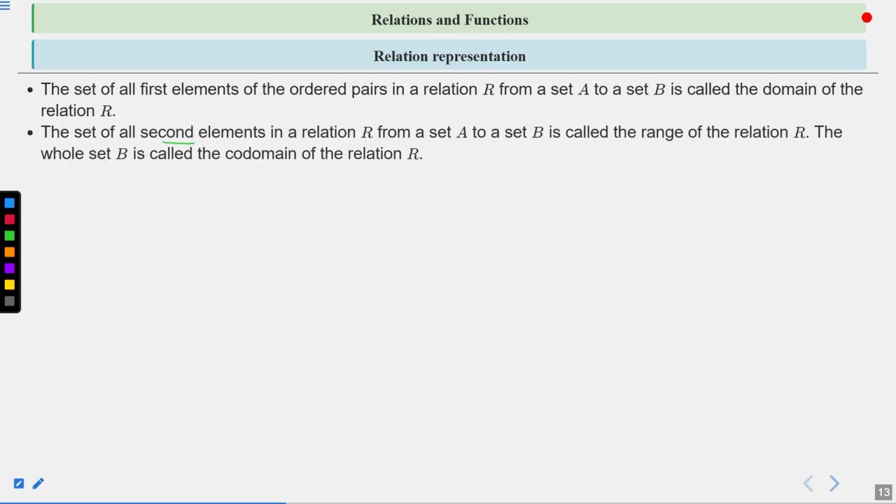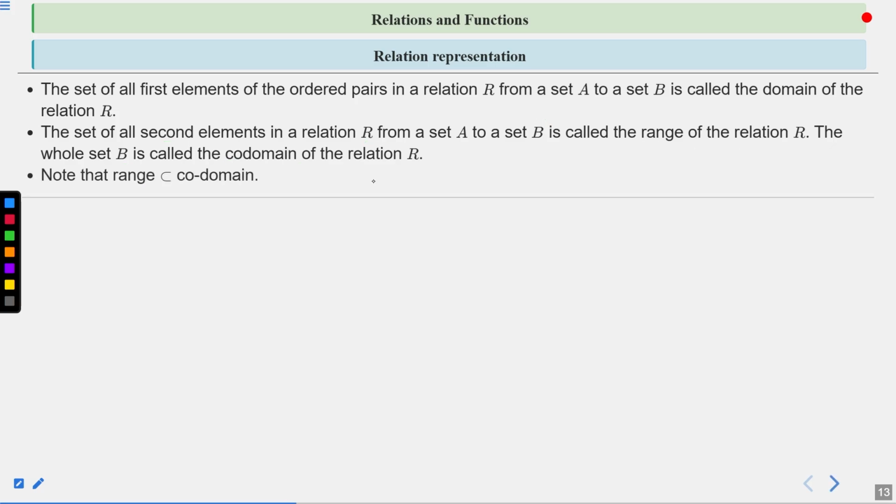The set of second elements of the relation R from A to B is simply the range of the relation. And the whole set B will be the codomain of the relation. Please pay attention to these terminologies. These are very important for this chapter, relations and functions. Especially in functions, we will be talking about domain and range frequently.